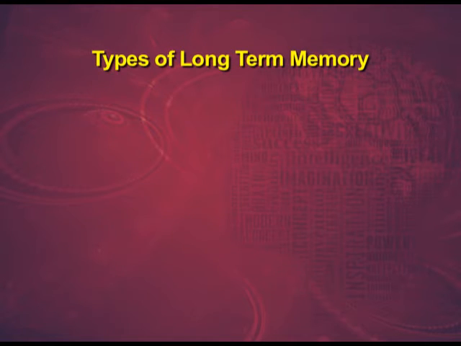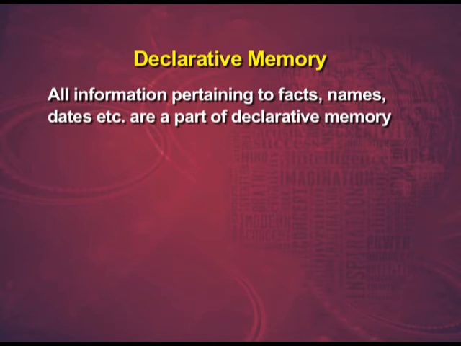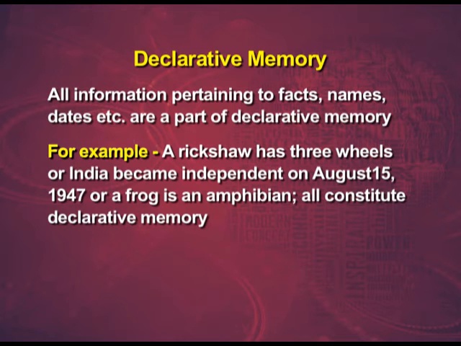Types of long-term memory. Long-term memory can be declarative or procedural. Declarative memory can further be divided into episodic memory or semantic memory. Let us first understand declarative memory. All information pertaining to facts, names, dates, etc. are a part of declarative memory. Example, a rickshaw has 3 wheels, or India became independent on August 15, 1947, or a frog is an amphibian. All these constitute declarative memory.